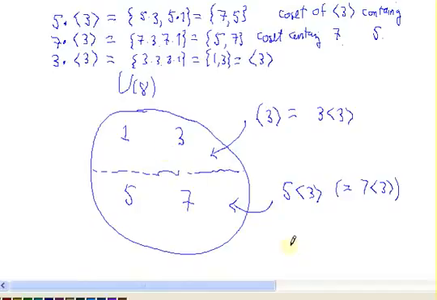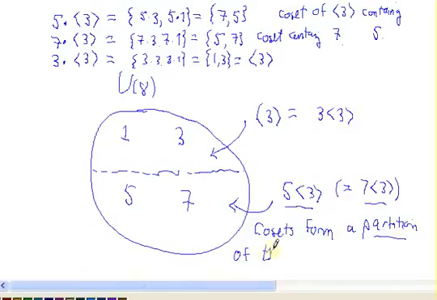Okay, so just to emphasize, ⟨5⟩ and ⟨7⟩ are two different ways of specifying the same coset. And notice the important property here that cosets form a partition of the entire group. Okay, that's one important property.